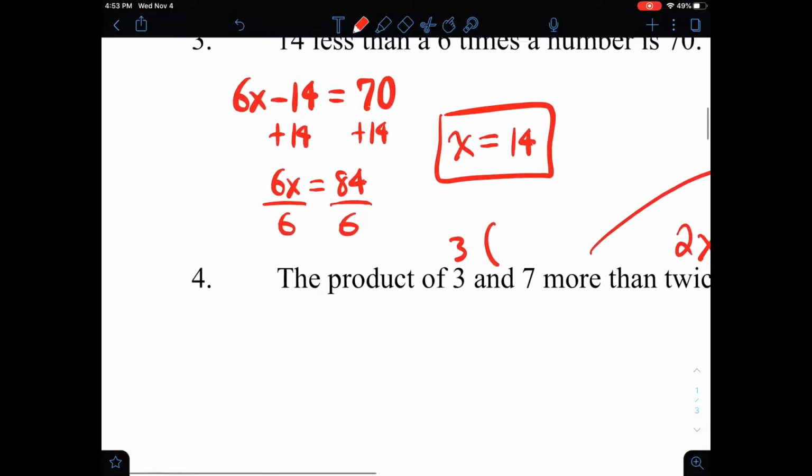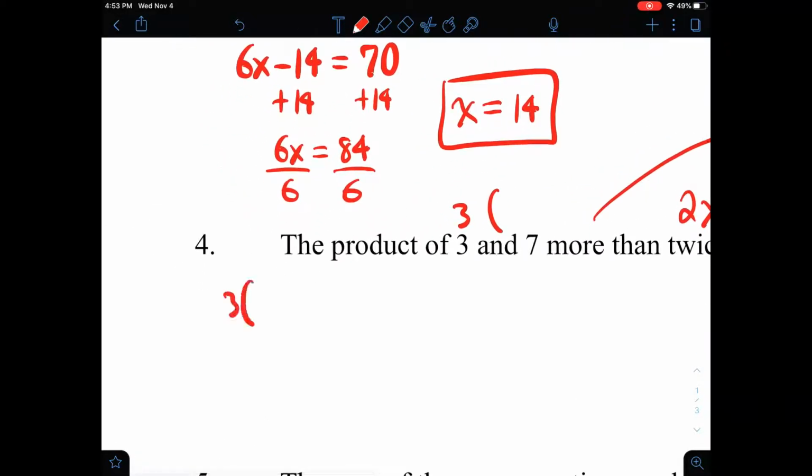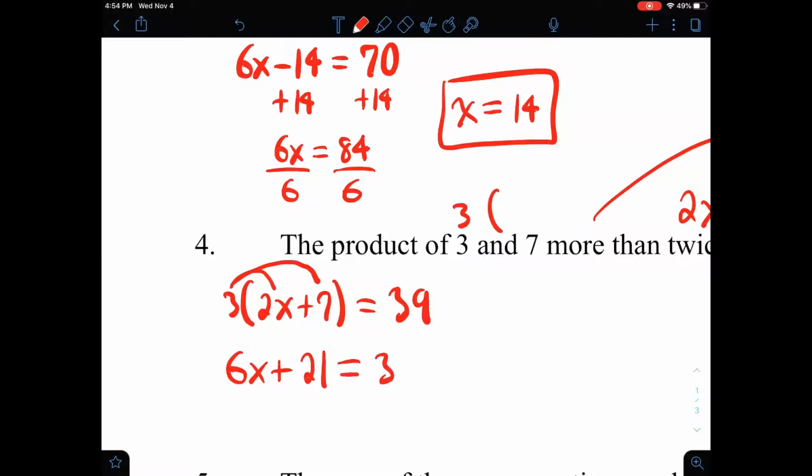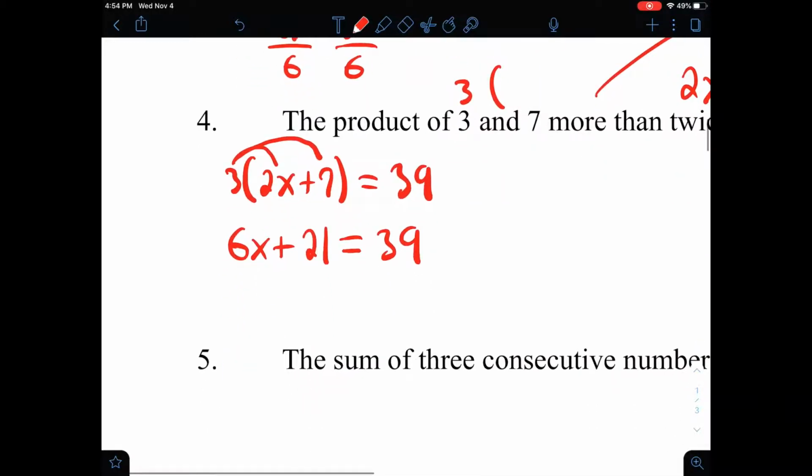We have 3 times the quantity of 2x plus 7 equals 39. Now we got to solve this. Anything to distribute here? Yes, we do. We got to do 3 times 2x and 3 times 7. 3 times 2x is 6x. 3 times 7 is 21, equals 39.